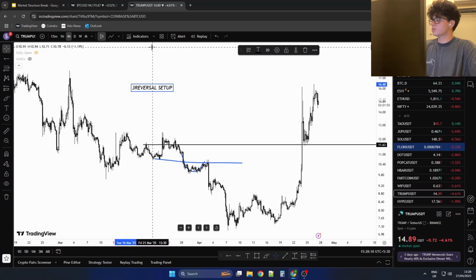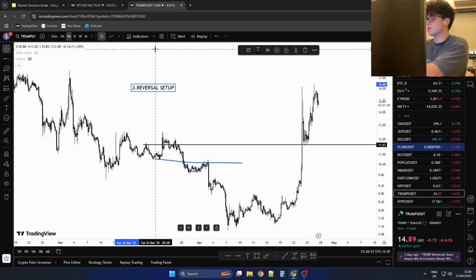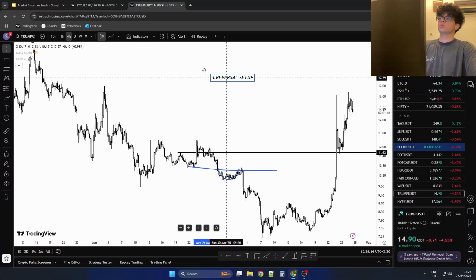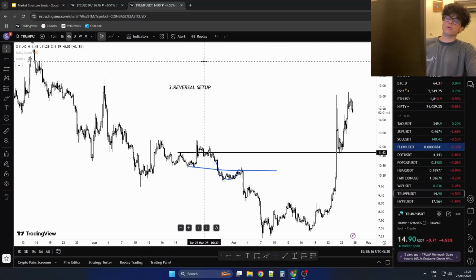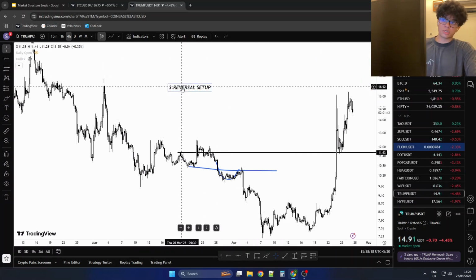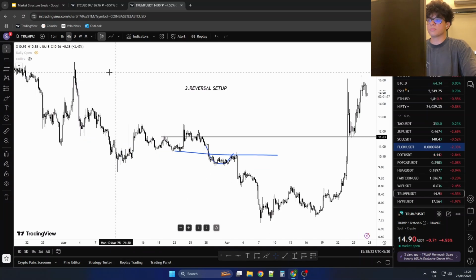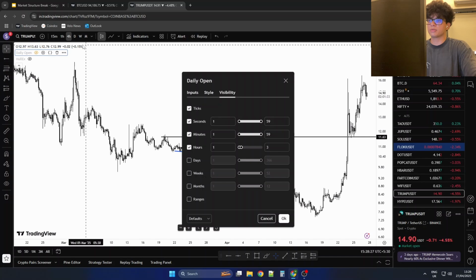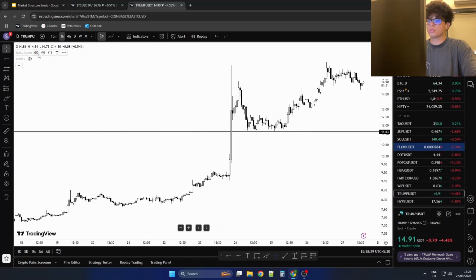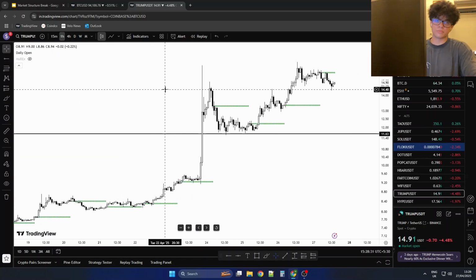Of course, this is not a setup you would only use market structure for. You could, but you have more chances of this working out if you use things like support resistance lines, hull indicators, daily opens and stuff like that. So you'd have more chance of getting these trades right.